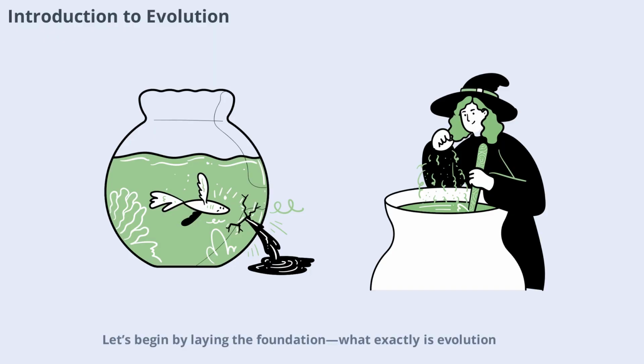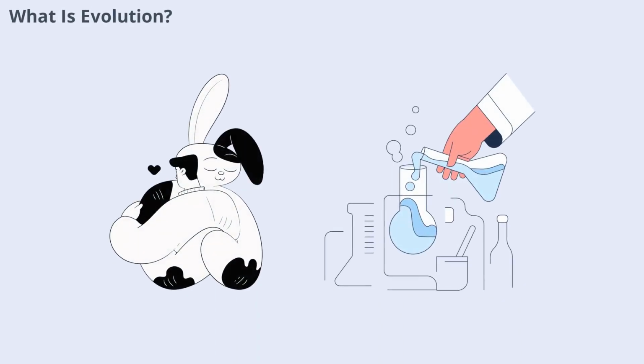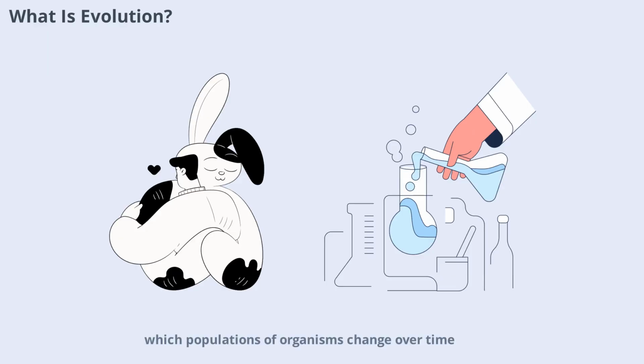What exactly is evolution, and why is it so central to biology? Evolution refers to the process by which populations of organisms change over time. These changes are often subtle and accumulate across many generations, eventually leading to the emergence of new species. The key drivers of evolution include genetic mutations, natural selection, and genetic drift. Understanding these mechanisms helps us appreciate the incredible diversity of life on Earth. In the next scene, we'll look at why scientists are interested in simulating these evolutionary processes.